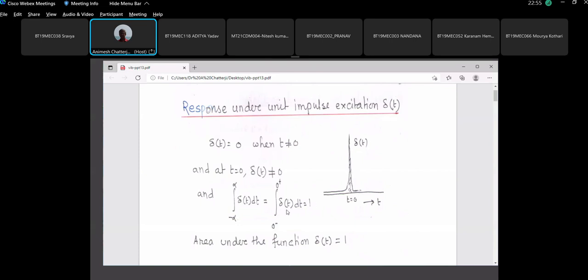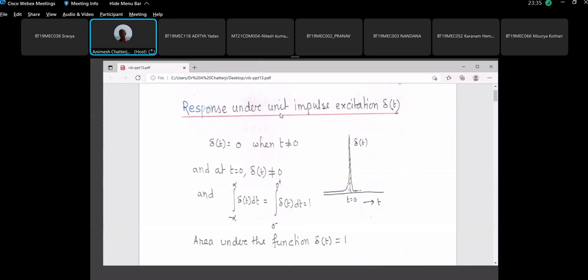And that area we can mathematically represent from 0 minus to 0 plus. So 0 minus to 0 plus is the non-zero epsilon time there. So there will be the area. The area is integration, so this integration actually represents the area. That area, if it comes out to be 1, let me repeat again, if it comes out to be 1, we call it unit impulse excitation. If it is something else, we only say impulse excitation.